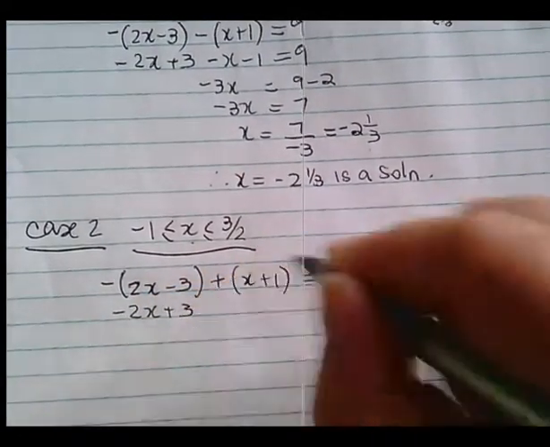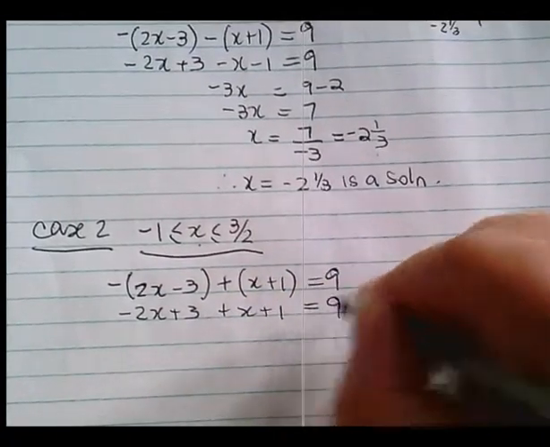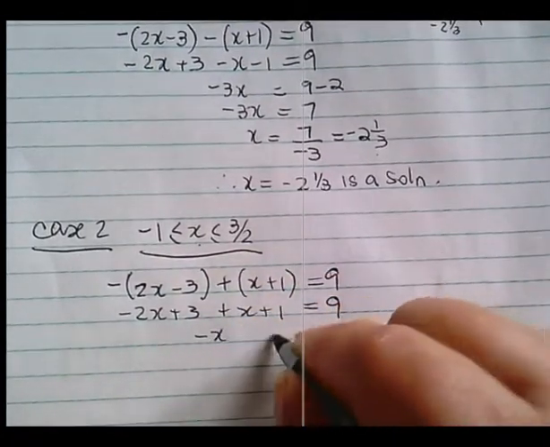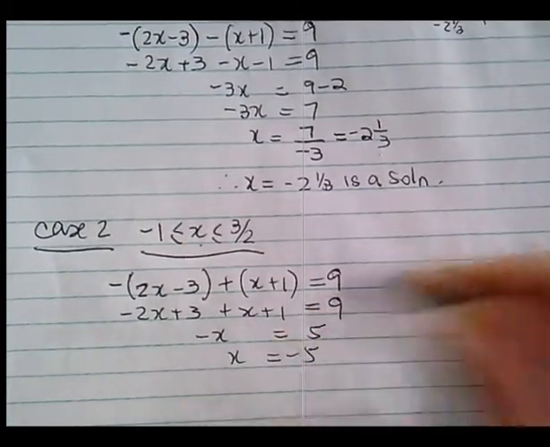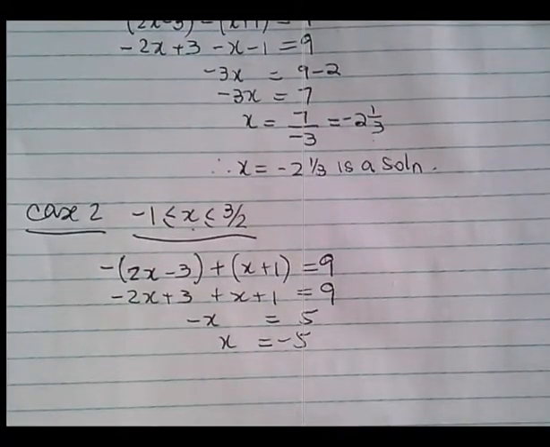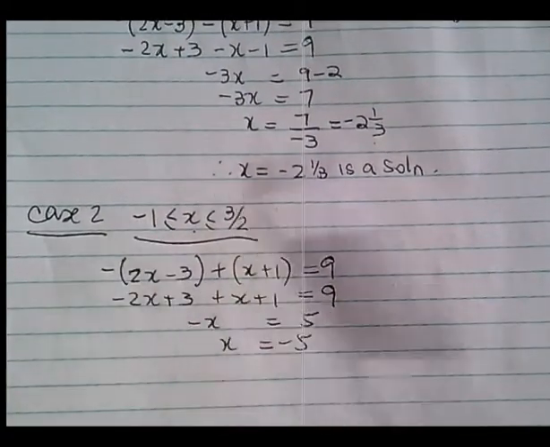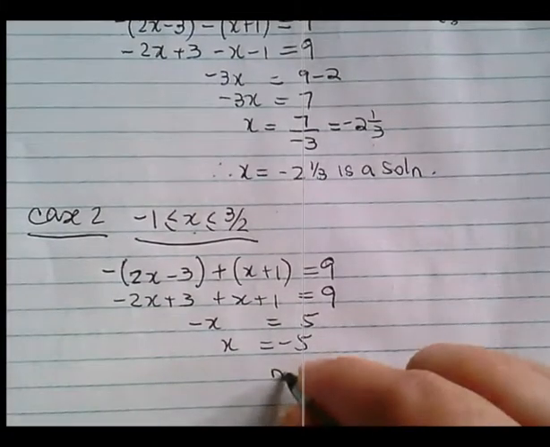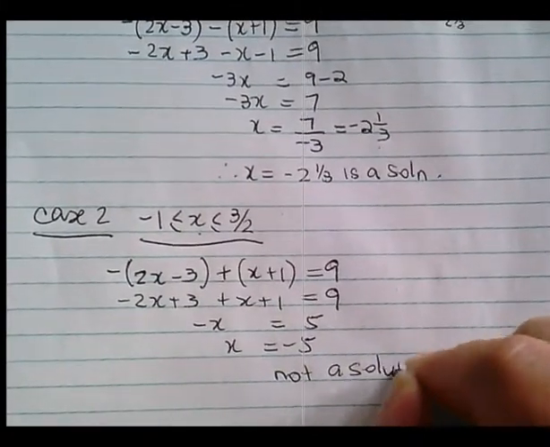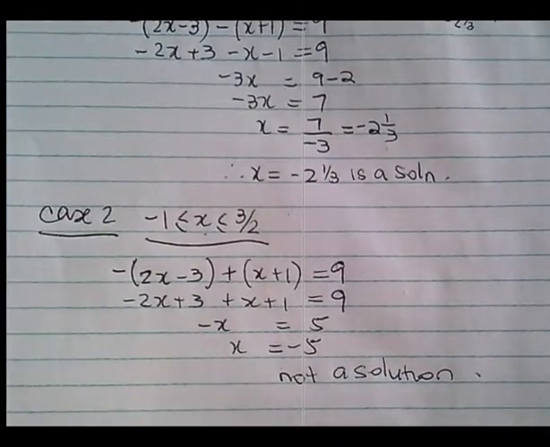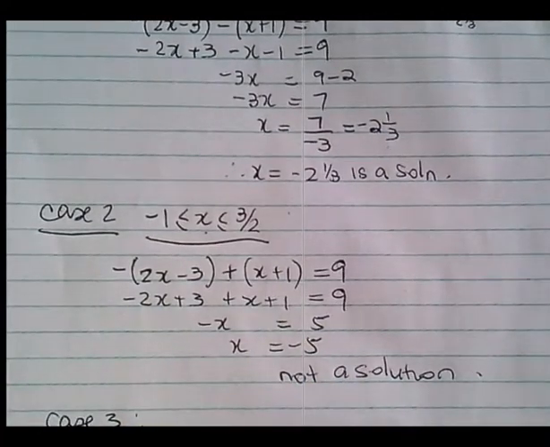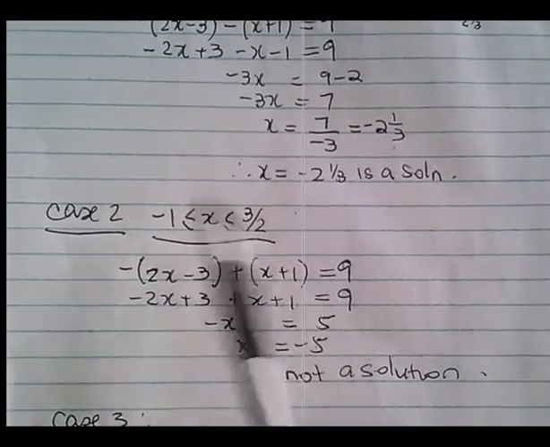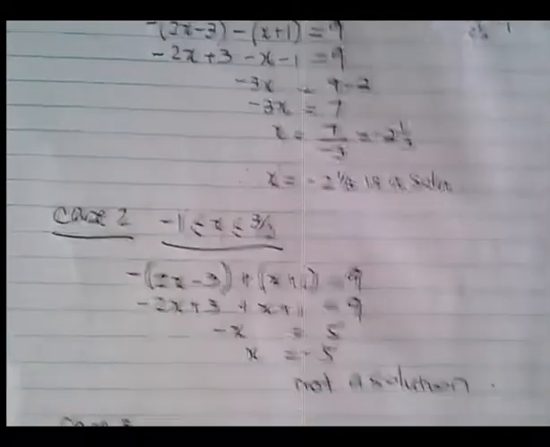Negative 2x plus 3 plus x plus 1 equals 9. Negative 2x plus x, that's negative x equals, this looks like 9 minus 4 is 5. x is -5. Is that in that? Does -5 lie between -1 and 1.5? So not a solution. All good? Much better if you can understand this method. See, x equals -5 does not lie between those values of x.